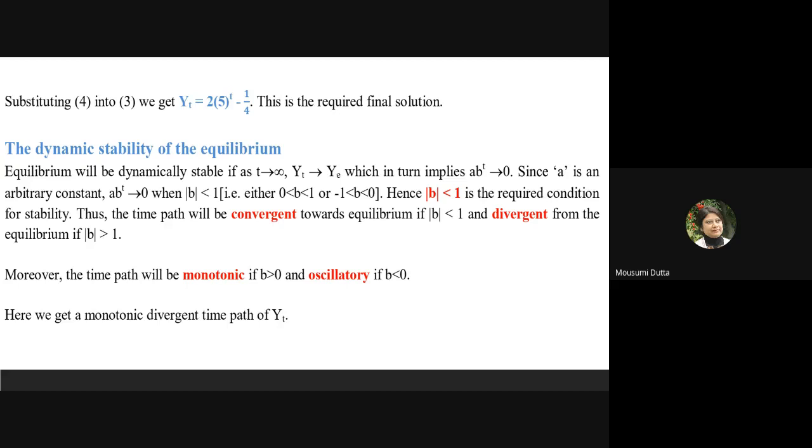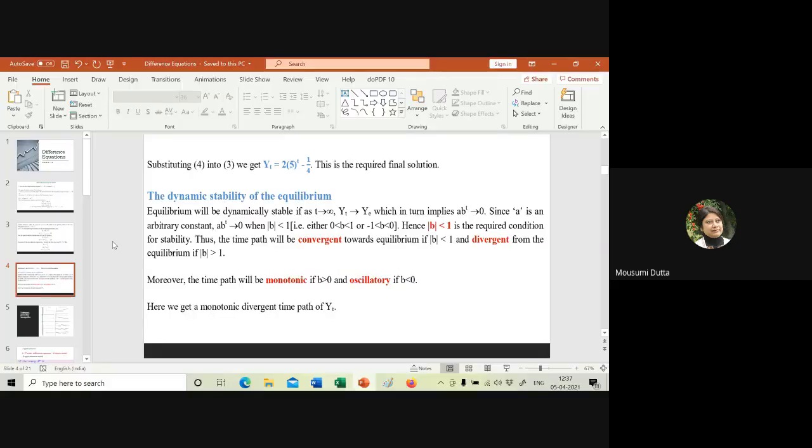First was to find out the time path. Second was, is your time path convergent or divergent? Yes, we got the answer. We need to check the mod value of b in the trial solution. If we get the value to be less than 1, that path will be convergent. If it is greater than 1, the path will be divergent. Third and final thing, whether your time path is monotonic or oscillatory. Monotonic or oscillatory. So let's go back to this board.